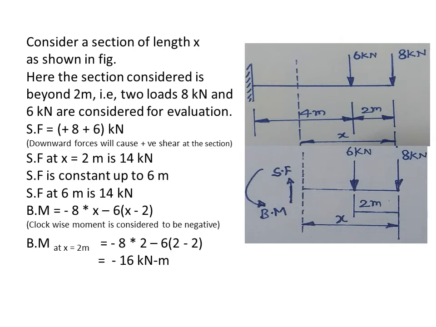The purpose of finding the bending moment at 2 is to check whether our approach is correct or not. Because in the earlier slide also we got the bending moment at x equal to 2 meters as minus 16 kilonewton meter. Bending moment at x equal to 6 meters is equal to minus 8 into 6 minus 6 into (6 minus 2), and its value is minus 72 kilonewton meters.